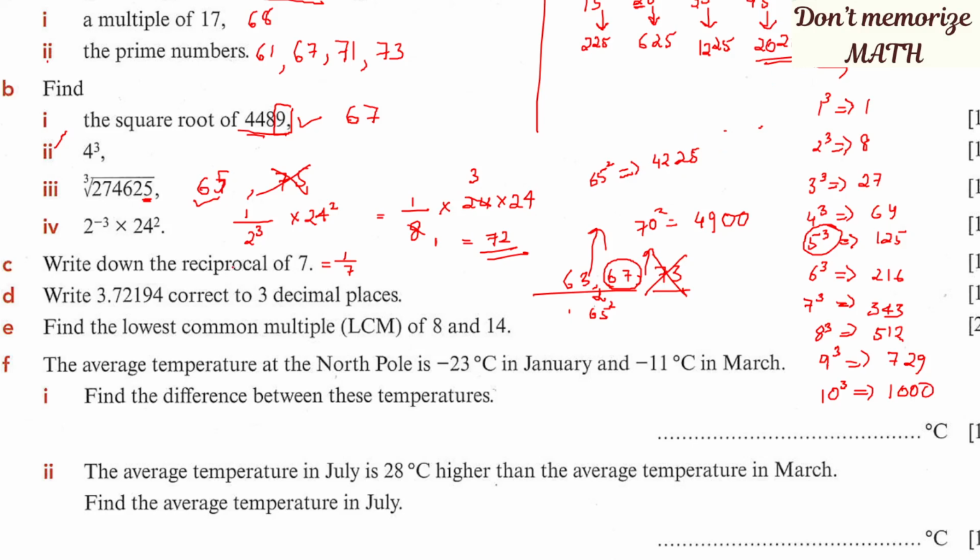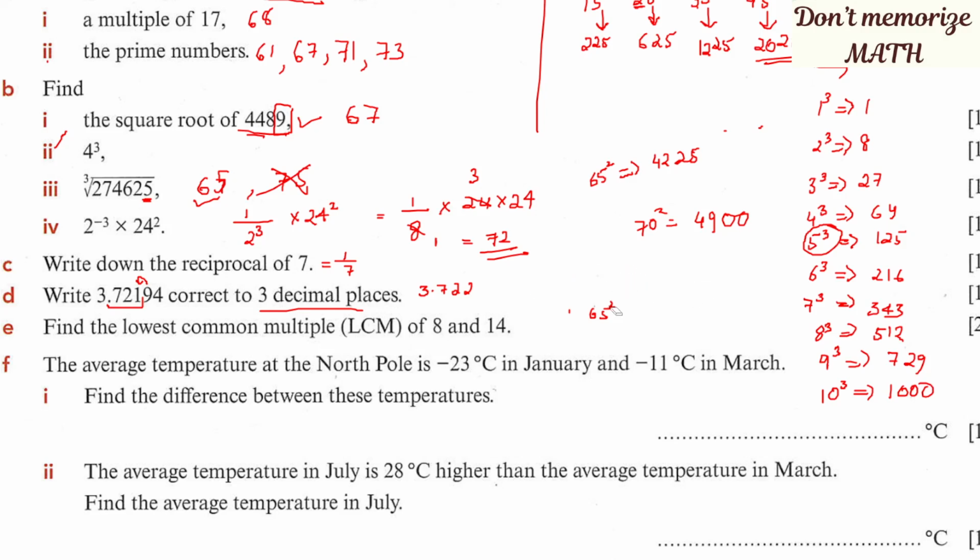Then write 3.72194 correct to 3 decimal places. So after the decimal point we need 3 numbers, but you need to round them. See, the next number is 9, that is more than 5. If it is 5 or more than 5, we will add 1. So 1 will become 2, so 3.722. Then find the lowest common multiple or LCM of 8 and 14.